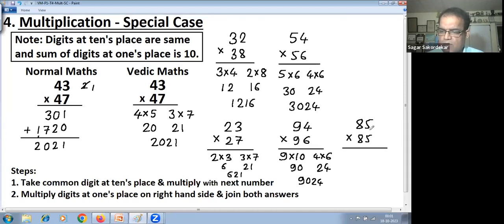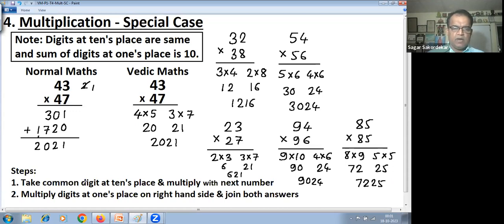So 8 is common and 5 plus 5 is 10. So it satisfies the rule. 8, next number is 9. 5 multiplied by 5. 8 into 9 is 72. This is 25. 7, 2, 2, 5. So the steps are given here.